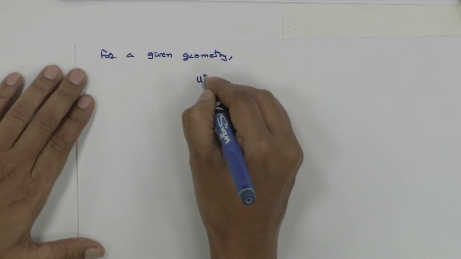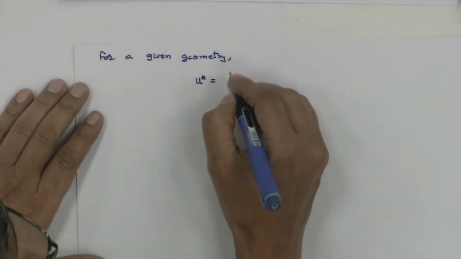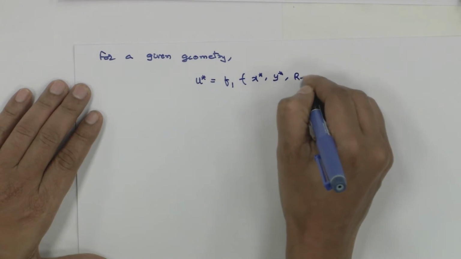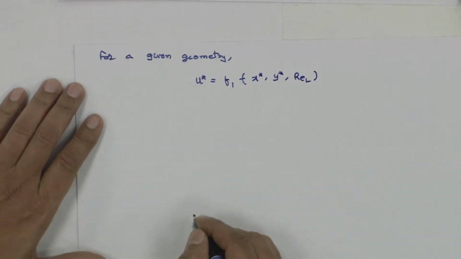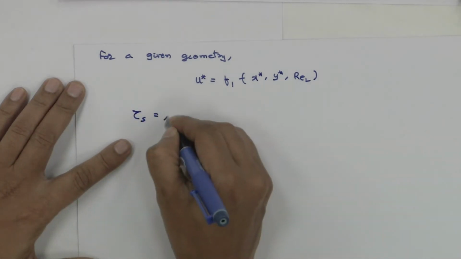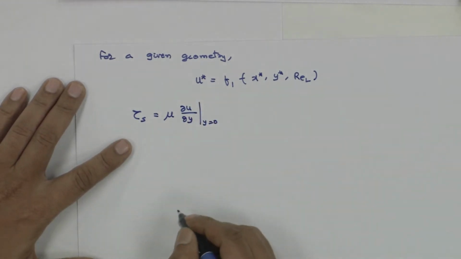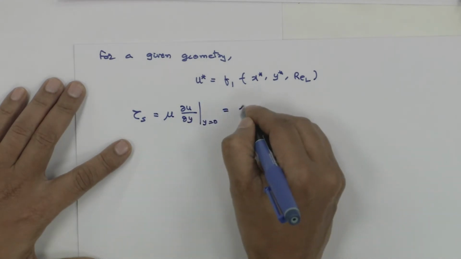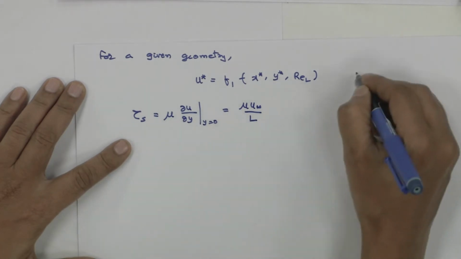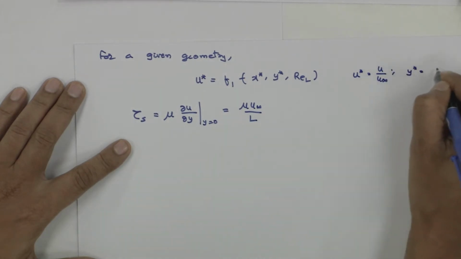U star, that is the non-dimensionalized fluid velocity, U by U infinity, if you recollect, is a function of X star, Y star, and REL, the Reynolds number. Now, what is tau S? Tau S is equal to mu del U by del Y at Y equal to 0. And if you non-dimensionalize this, you get mu U infinity upon L, where U star equals U by U infinity and Y star equals Y by L.